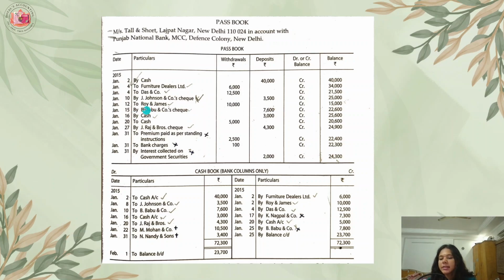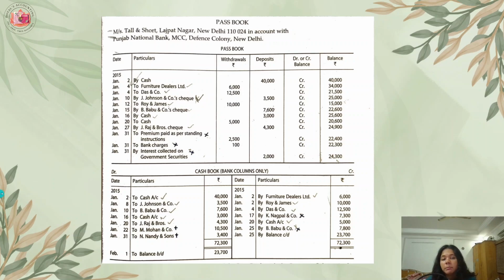So you can see there is a delay here. Babu and Company's check on January 15th, 7,600 credited. But on January 10th, Babu and Company's check has been recorded. So you can see the lag. This means that we must have received the check on January 10th itself.